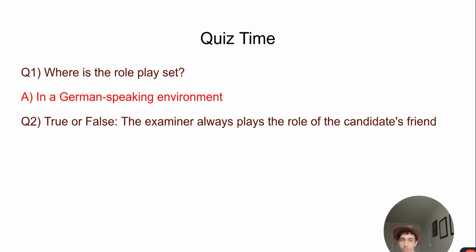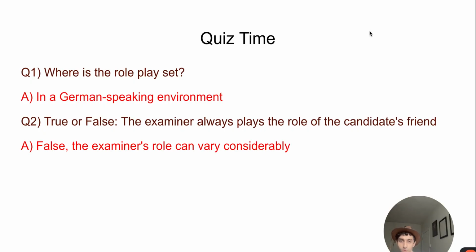Question 2, this one's true or false. The examiner will always play the role of the candidate's friend. Have a think, try and decide whether that one is true or false. Okay, and I'm going to show the answer. This one is false. The examiner's role can really vary. And as you do practice, ideally using past papers and past examples of role plays, you will see quite a few different scenarios come up. And the examiner's role can very much vary as well. The student's role is much simpler. As a student, you would really generally just play yourself.